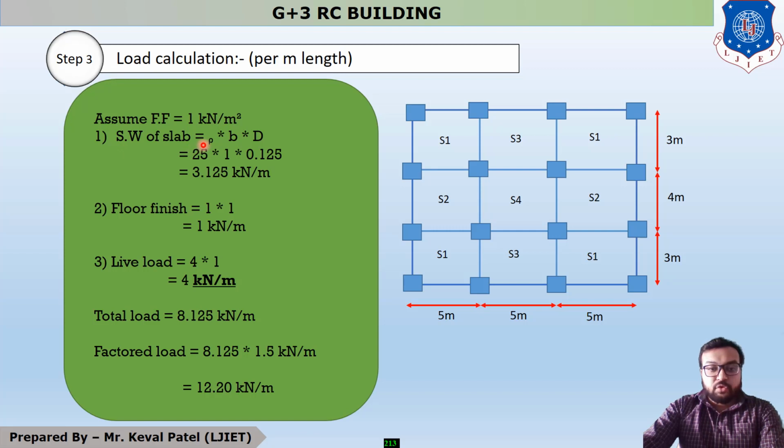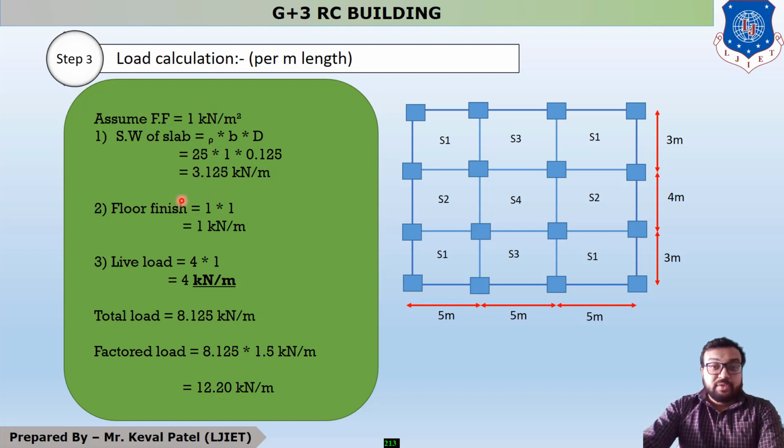Now our first load in dead load is self weight of slab. So the equation is rho into B into D. Now the density of concrete is given as 25. B is equal to 1 because we have to calculate all the loads per meter length, and your value of capital D, capital D means thickness of slab, which is 125 mm. So we have to convert mm to meter. So it is 0.125. So students, after putting all these values, we will get our answer of self weight of slab is 3.125 kilonewton per meter. Okay, so this is our first dead load.